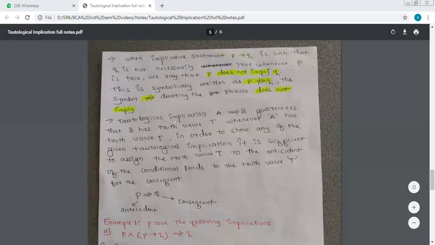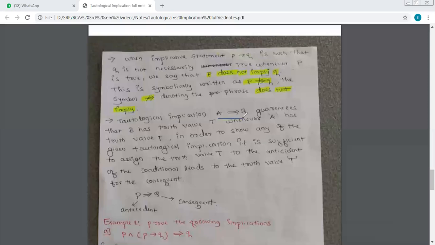So the next one, the tautological implication, we can represent as P implies Q. Here also A and B are there. A implies B guarantees that B has truth value true whenever A has truth value true. So if A is true and B is true, then both are implied. That's why A implies B. In order to show any given tautological implication, it is sufficient to assign the truth value true to the antecedent.